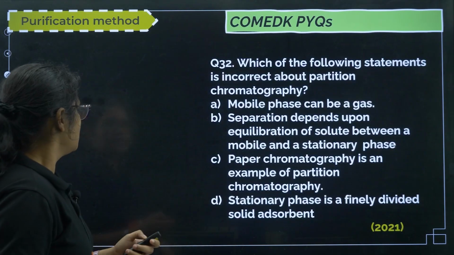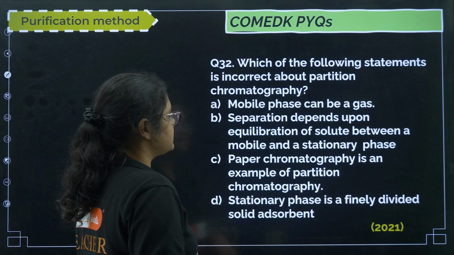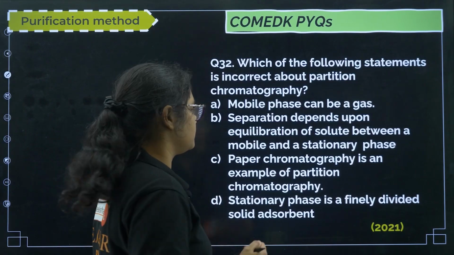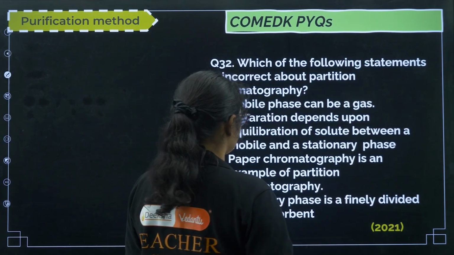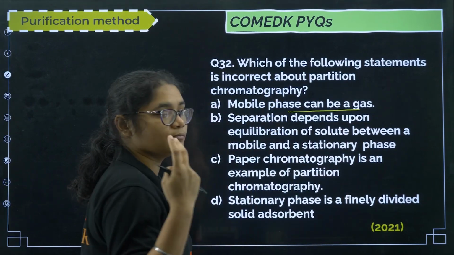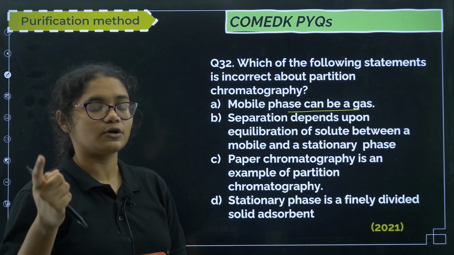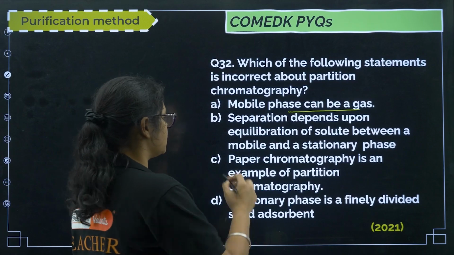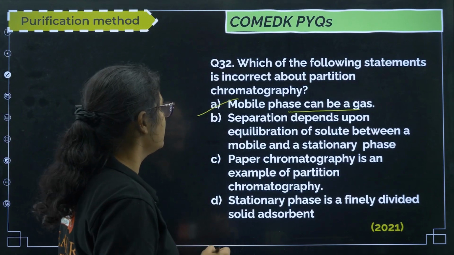Okay. Next, which of the following statements is incorrect about partition chromatography? So in partition chromatography, mobile phase can be a gas. No, in partition chromatography, both the components should be liquid. So option number A.